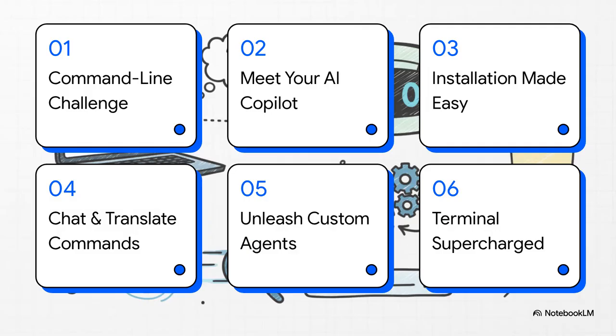So here's what we're going to cover. First, we'll talk about the command line challenge, the stuff that drives us all crazy. Then we'll meet our AI copilot, Amazon Q. We'll see just how easy it is to install, dive into the really cool features like chat and translate, and then we'll look at how to get wild with custom agents. Sound good? Let's do it.